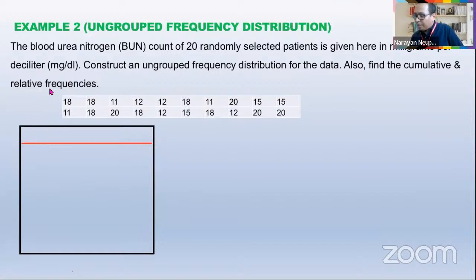So what we'll do here is I'm going to write X for the data values. Okay, I'm going to denote the data values by X. We need the frequency because we are making the frequency table. So next column will be F for frequency. In the question, we are asked for the cumulative frequency. So next one, I'm going to write CF for cumulative frequency. And the last one is we need relative frequency. I'm going to write RF for relative frequency.